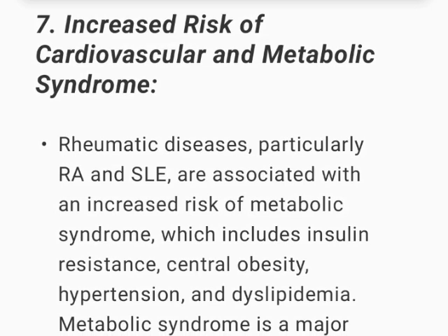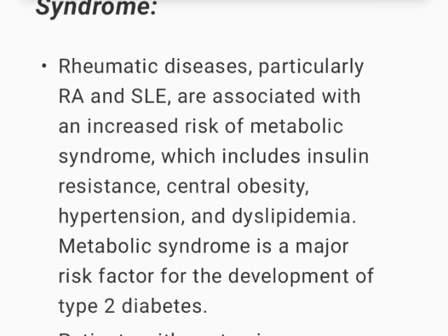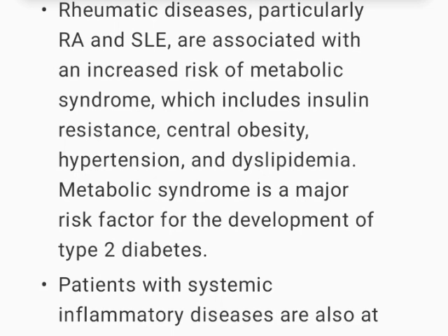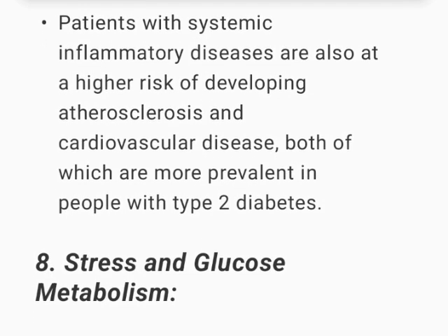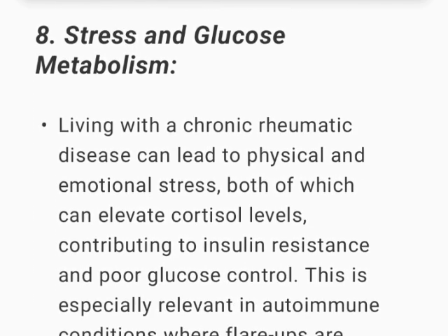7. Increased risk of cardiovascular and metabolic syndrome. Rheumatic diseases, particularly RA and SLE, are associated with an increased risk of metabolic syndrome, which includes insulin resistance, central obesity, hypertension, and dyslipidemia. Metabolic syndrome is a major risk factor for the development of type 2 diabetes. Patients with systemic inflammatory diseases are also at a higher risk of developing atherosclerosis and cardiovascular disease, both of which are more prevalent in people with type 2 diabetes. Number 8.